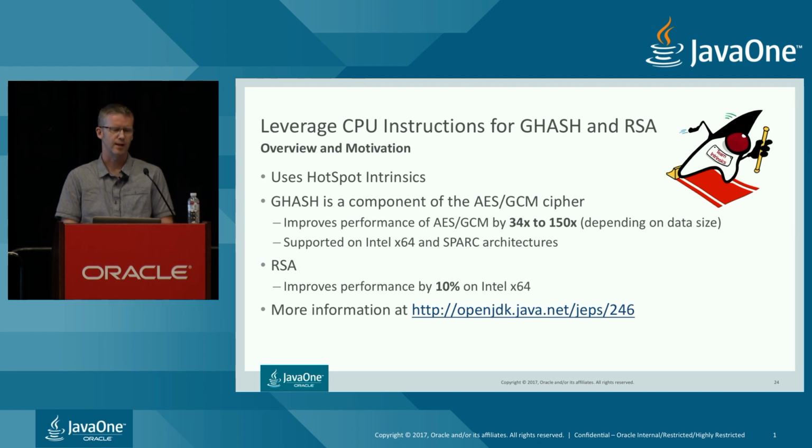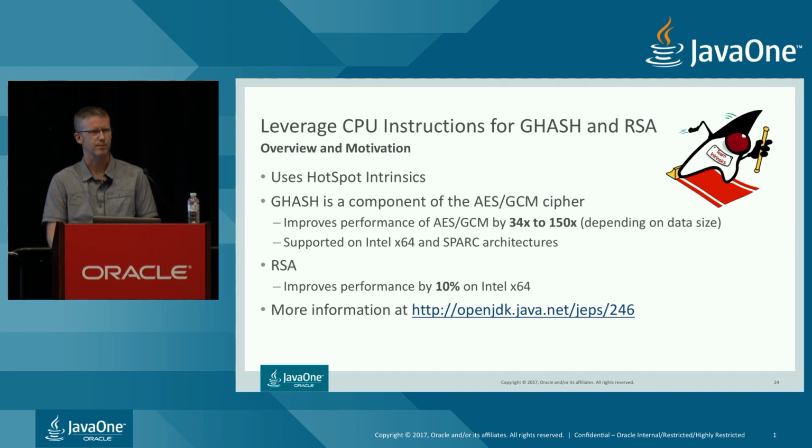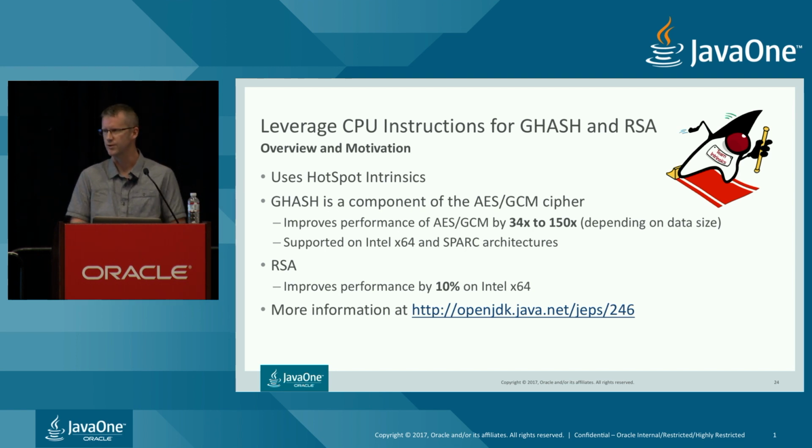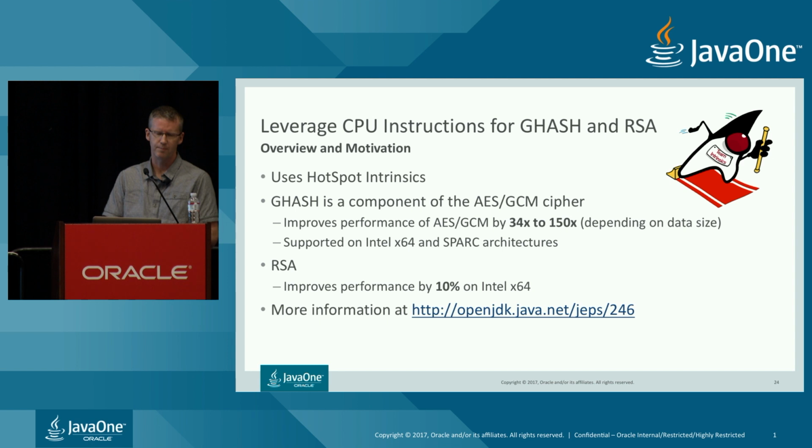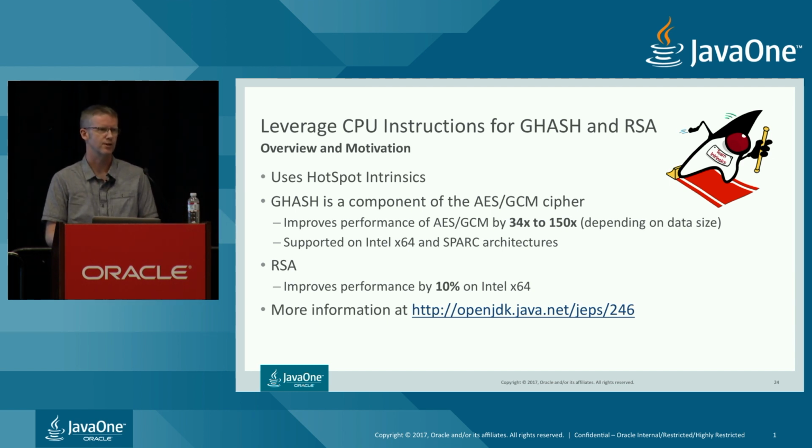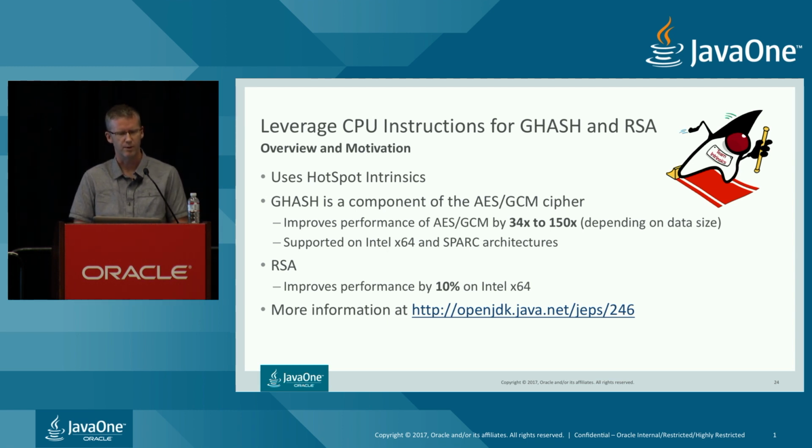The next JCE enhancement is strictly a performance improvement, but a pretty significant one at that. Here we've used hotspot intrinsics to speed up the performance of GHASH and RSA. GHASH is the hashing component of the AES GCM cipher, and we've been able to improve the performance of AES GCM over JDK 8 anywhere from 34 to 150 times, depending on the data size. The larger the data size, usually the more performance improvement you're going to get.